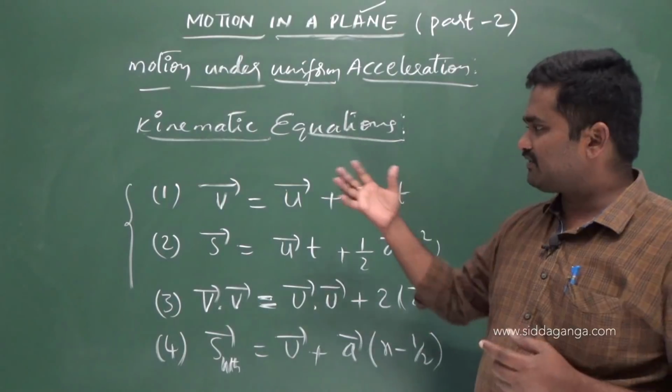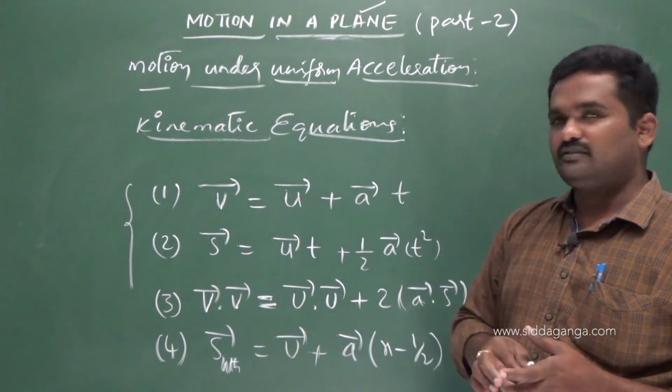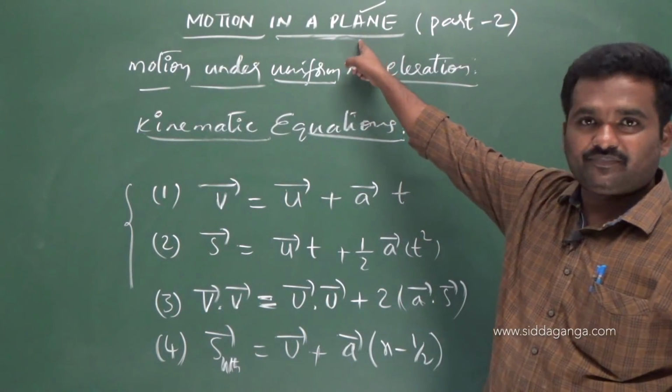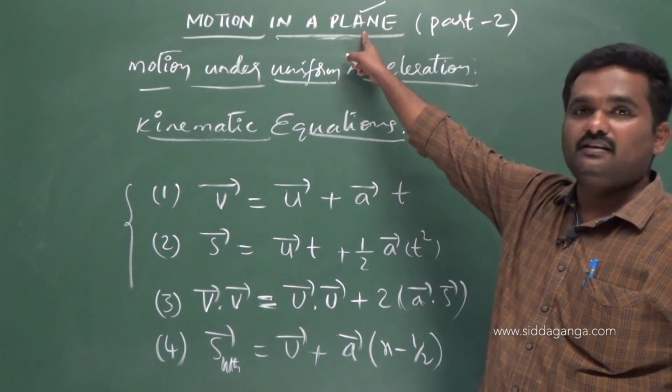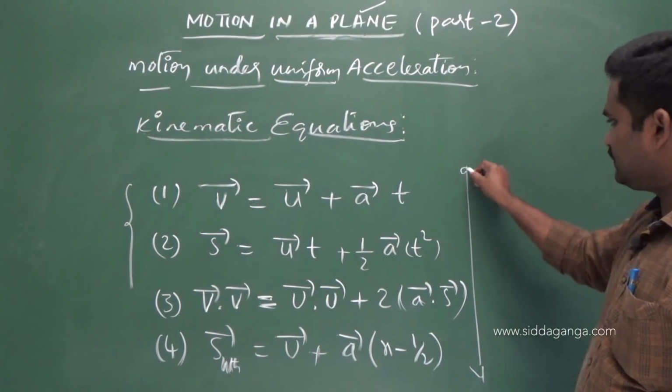So what is the need of writing all these equations over there? We will see with certain examples now. But you just remember the kinematic equations in the case of a plane. A body which is moving in a plane under uniform acceleration, what are all the equations that are valid? These four equations.